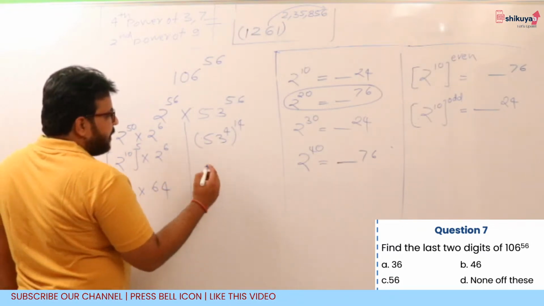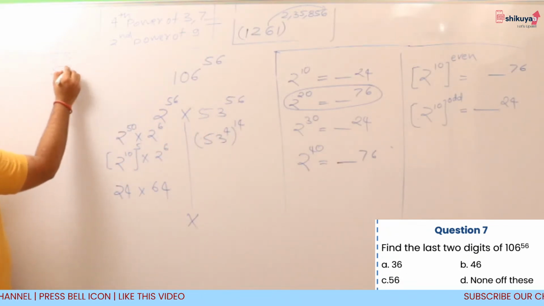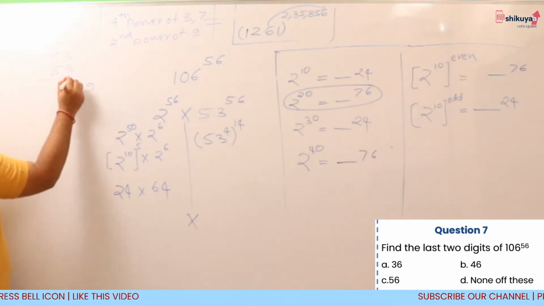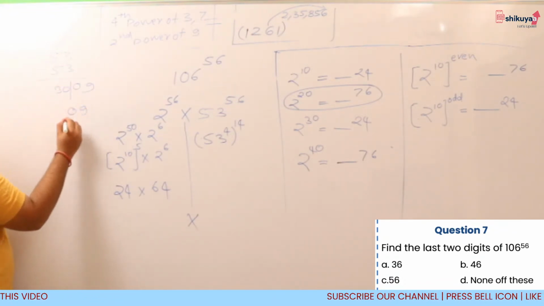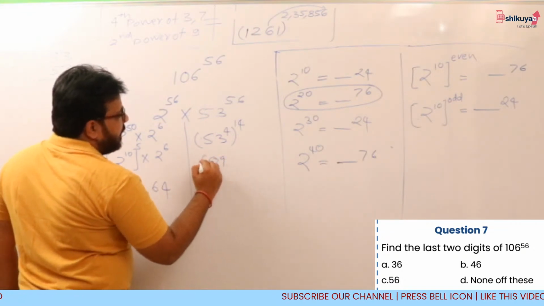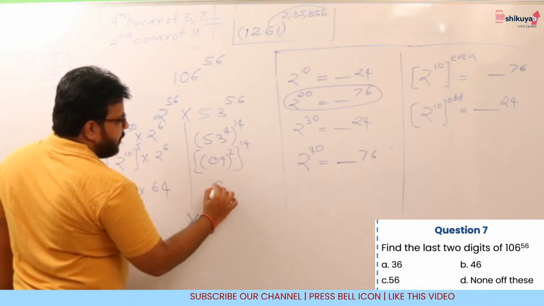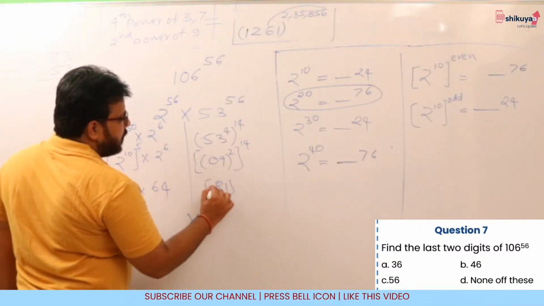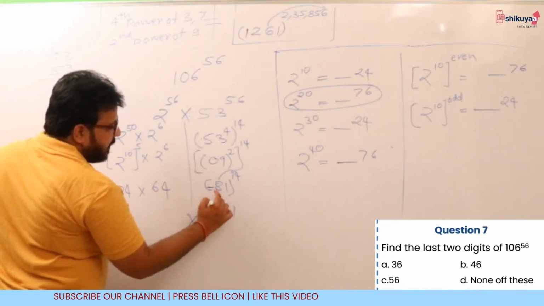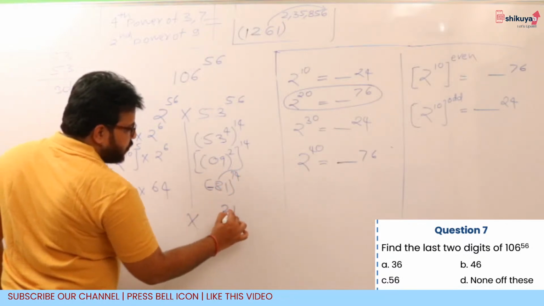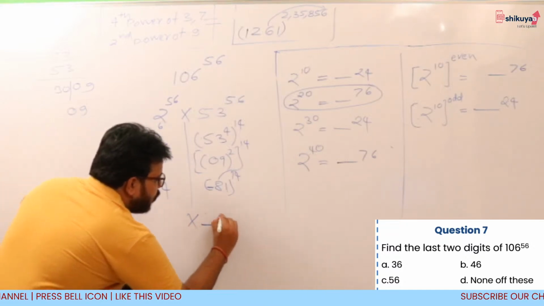What about this part? 53 raised to 4. So 53 into 53. That is 3 threes are 9. 5 threes are 15 plus 15, that is 30. So 09. So 09 raised to 2 raised to 14. So this will be 81 raised to 14. So this is 1. 8 fours are 32. That is 2. So we have a 21 here. Let me write down here. We have a 21 at the end.